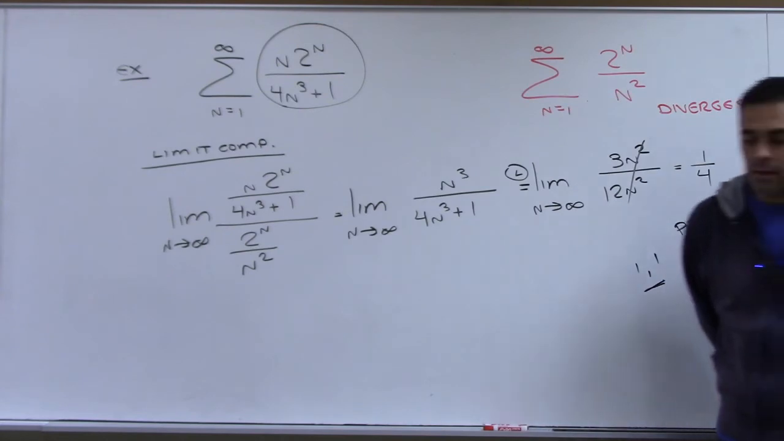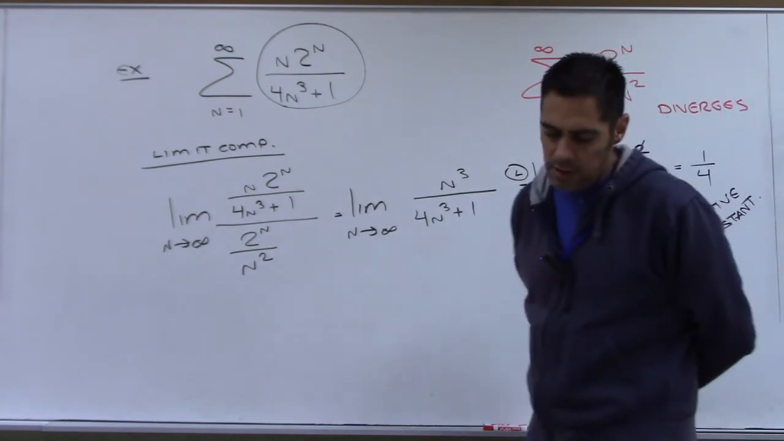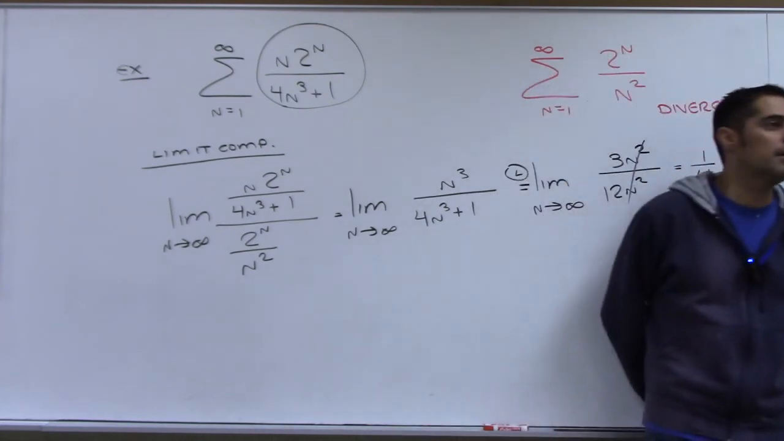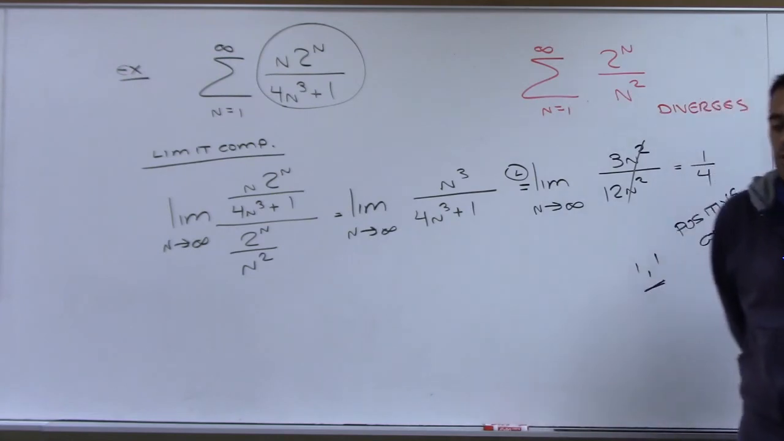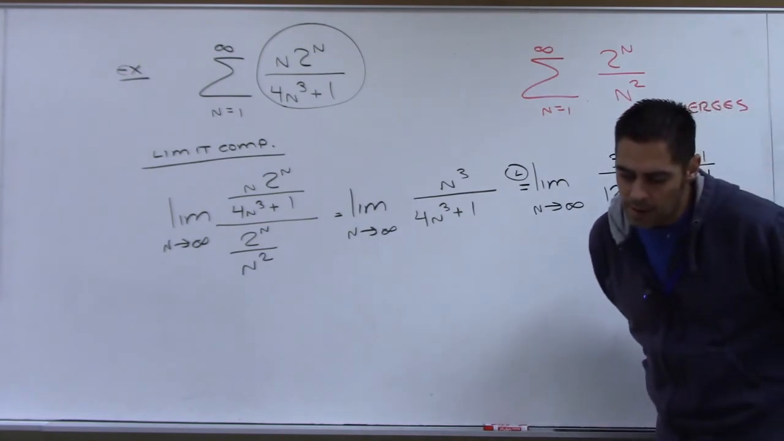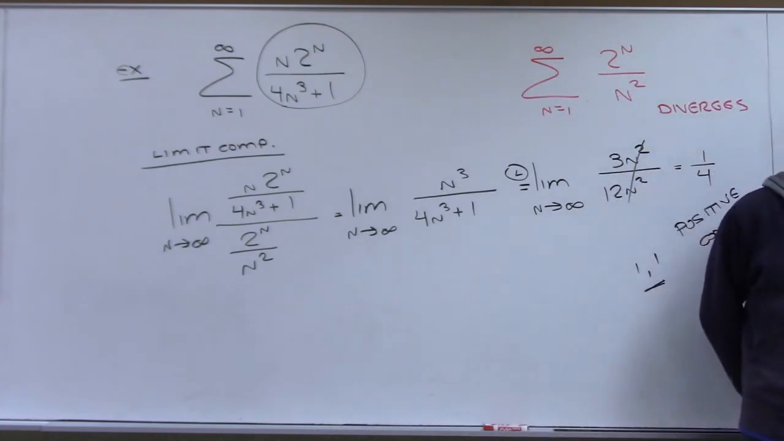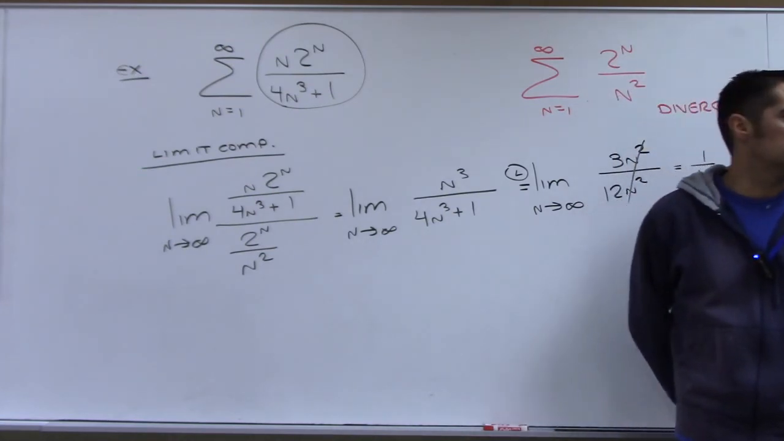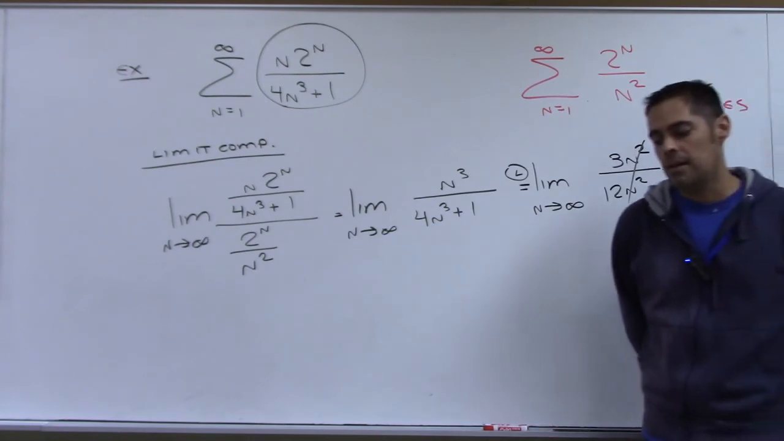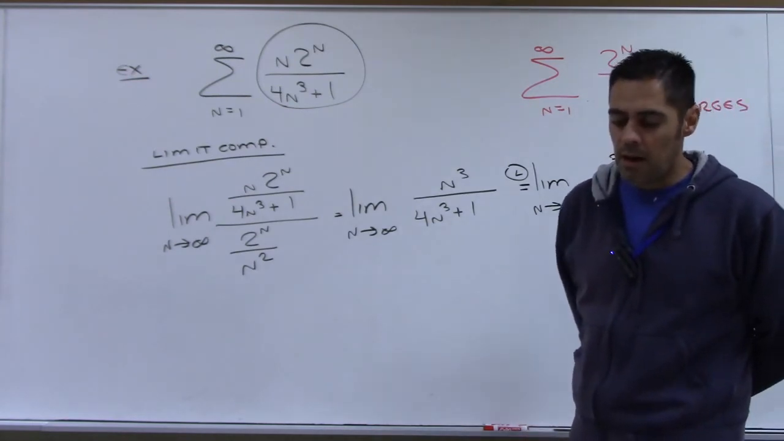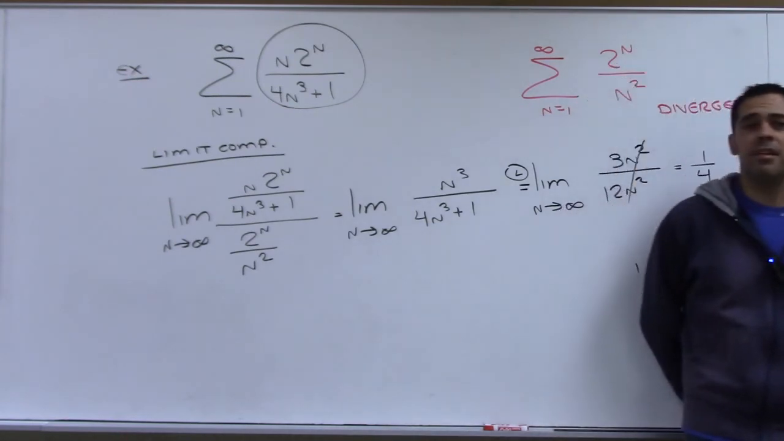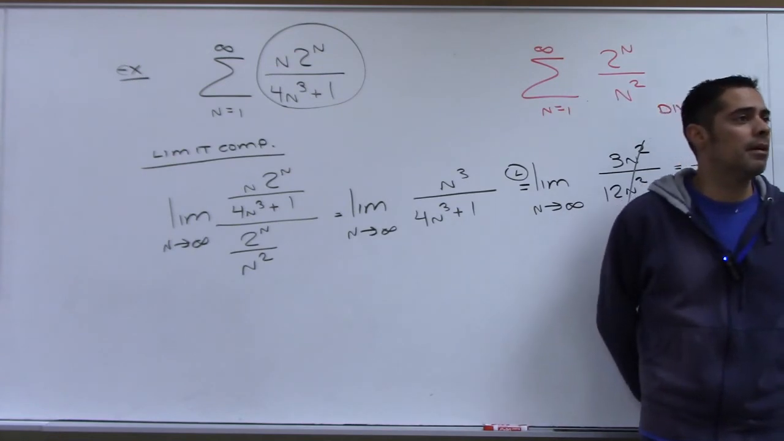So now, 9 through 30 would be the rest of your homework. When you do numbers 11 through 30, it's pretty much anything. It can be integral test. They don't tell you. It could be integral test, comparison, direct comparison, or it could be limit comparison.